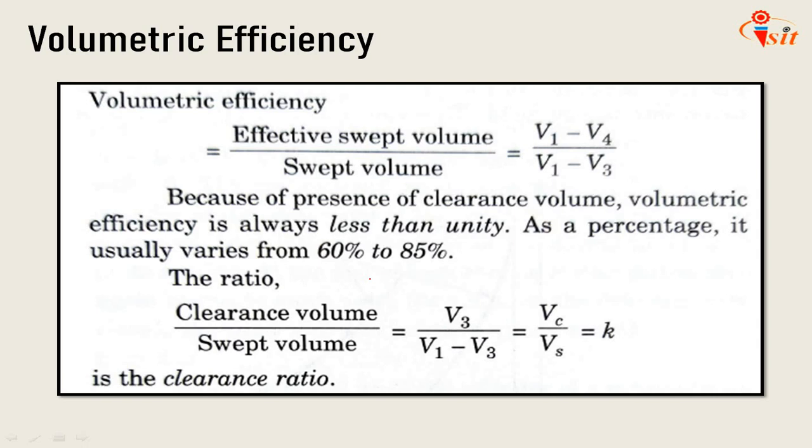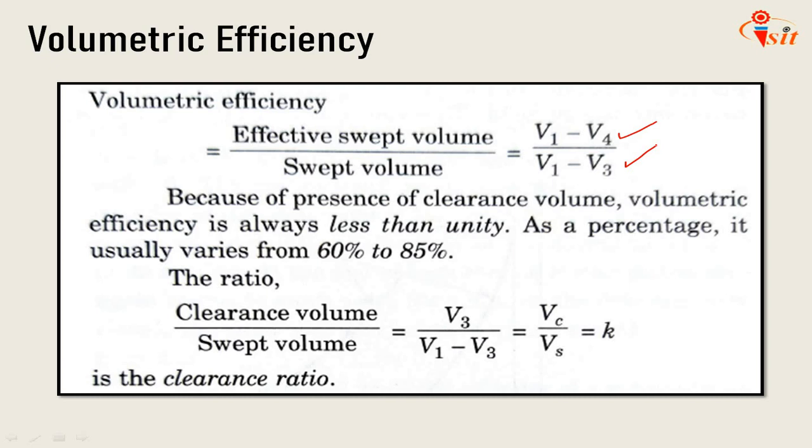Volumetric efficiency of a compressor is the ratio of free air delivered to the displacement of the compressor. It is also the ratio of effective swept volume to the swept volume. In the previous lecture we have seen the effective swept volume, that is from the PV diagram we are getting V1 minus V4, and swept volume is V1 minus V3. Now if you are considering the clearance volume, the volumetric efficiency is always less than unity. It ranges from 60 to 85%.